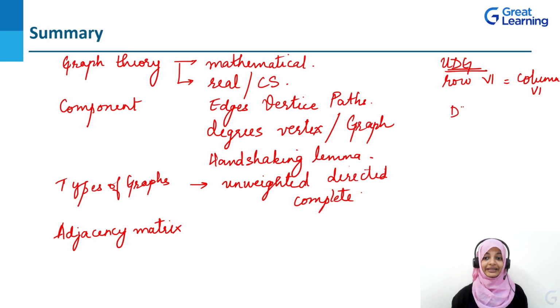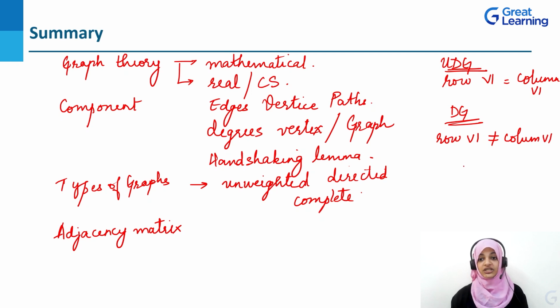On the other hand, in a directed graph, this condition would not hold true. So the row for a vertex would not be equal to the column for a vertex in the graph, majorly because in directed graphs, we are very particular in stating or in understanding that the edge is going from a source vertex to a destination vertex, right? And it is not necessary that if it goes from vertex 1 to B, then there would exist an edge going from vertex B to 1. So this is what we need to take care of.